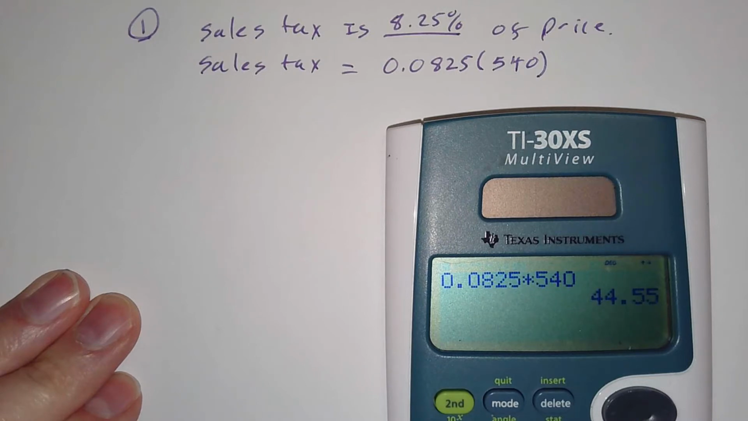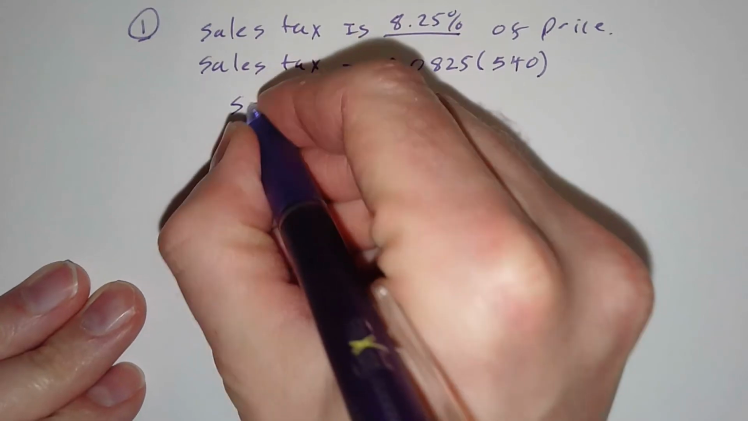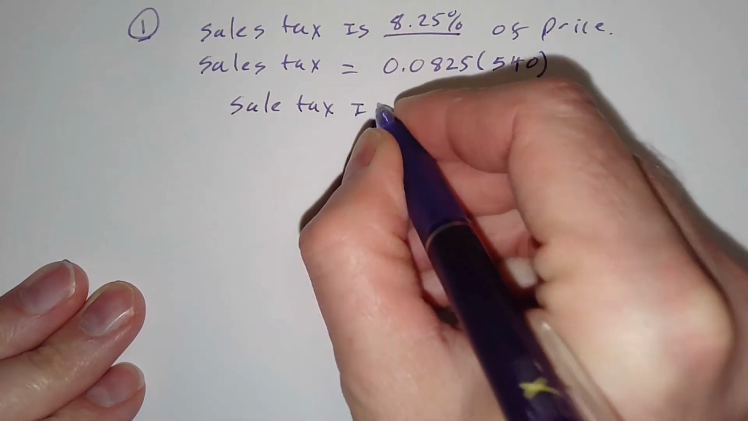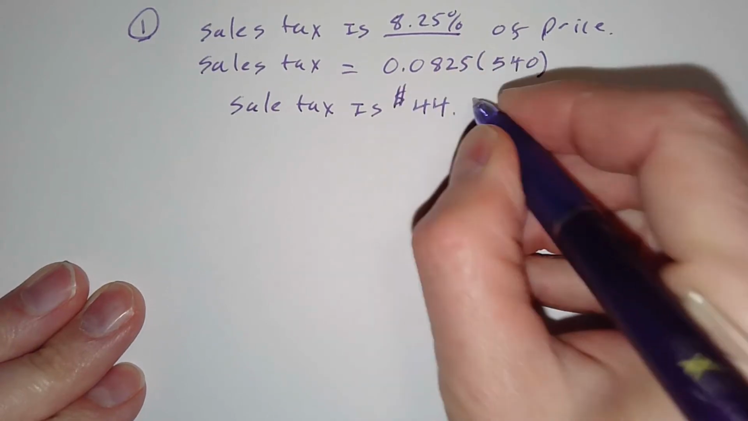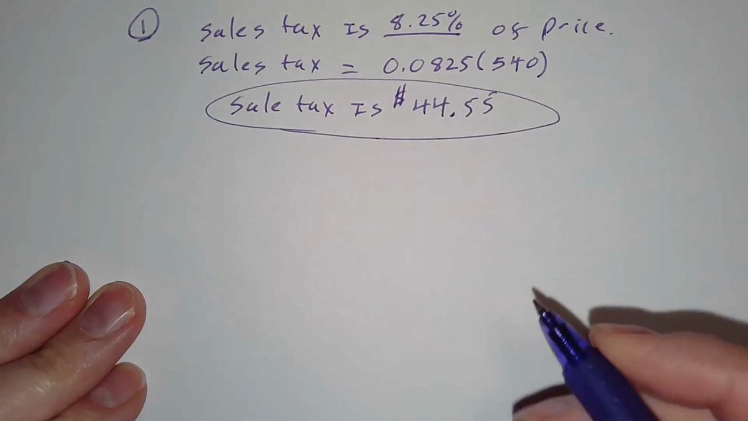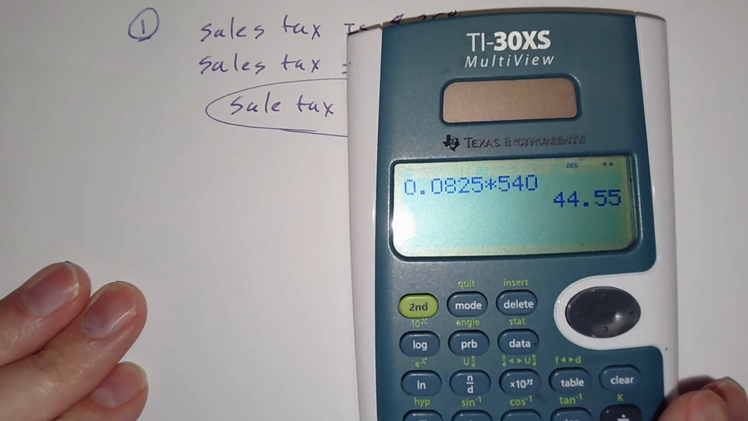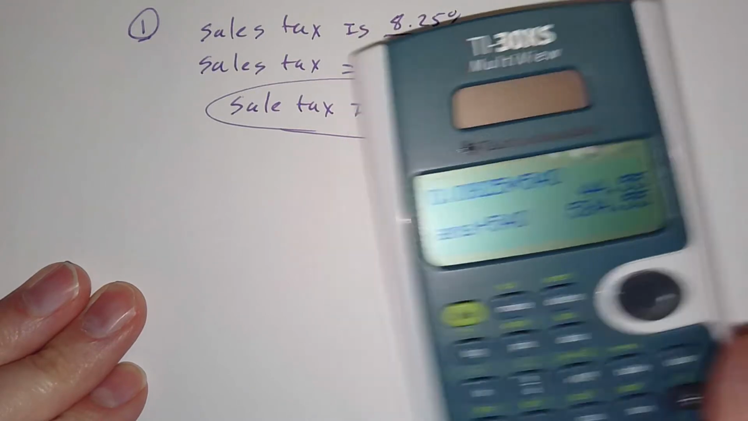So that gives us $44.55. So the sales tax is $44.55. We're then going to add that to the $540. So the total cost will be $584.55.